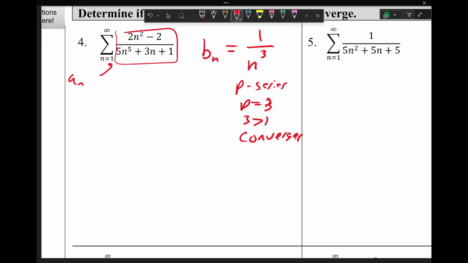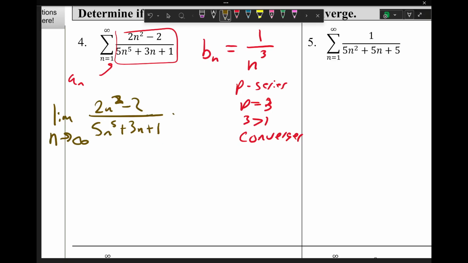So what I want to do with the limit comparison test is take the limit as n goes to infinity of a sub n, the one they gave me, divided by b sub n, the one that I'm guessing. Now, dividing by this is the same as multiplying by the reciprocal. And now try to imagine this being reduced. This n to the 3rd reduces with this n to the 5th and leaves an n squared.